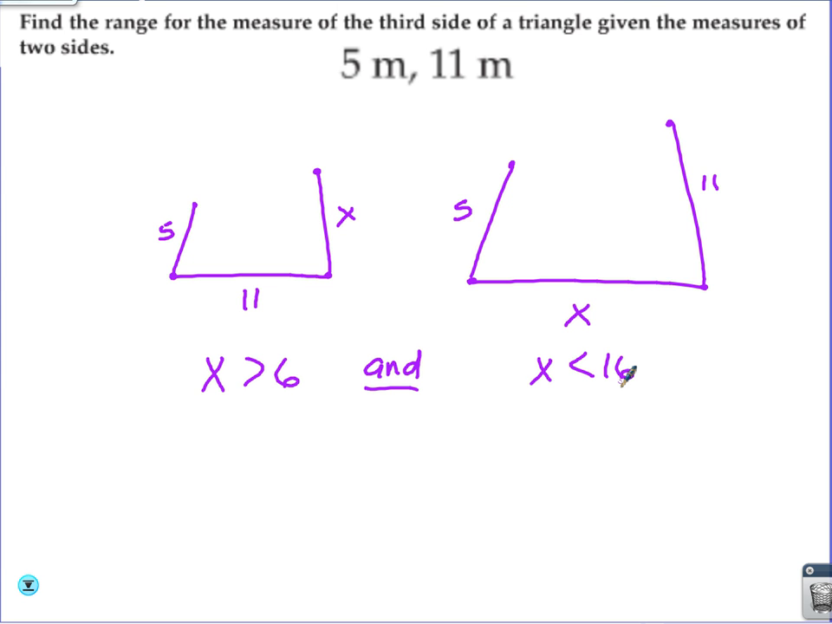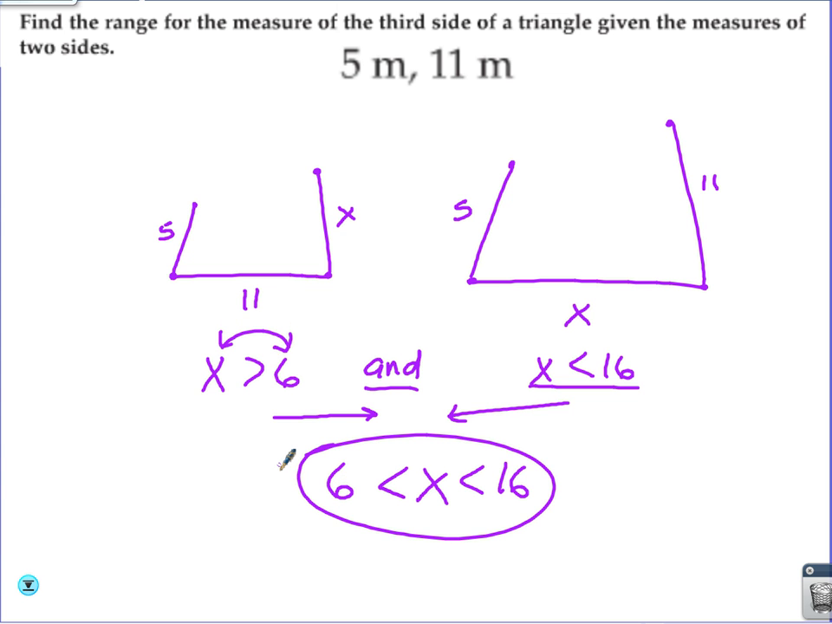So how do we write that? X is bigger than 6. X is smaller than 16. What we're going to do is we're going to shove these two statements together. X has to be smaller than 16. Isn't that what that says? X has to be bigger than 6. I just flipped it around. And you can read that as x is between 6 and 16. X could be 7, 8, 9, 10, 11, 12, 13, 14, 15. X could be 6.1. X can be 15.9.